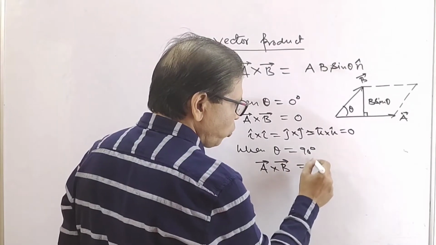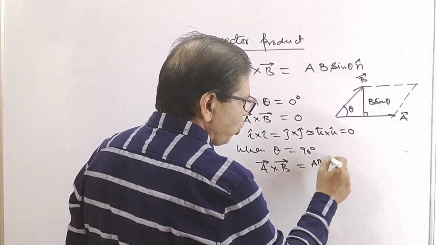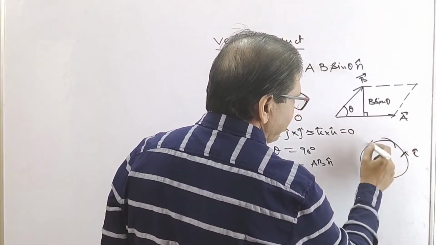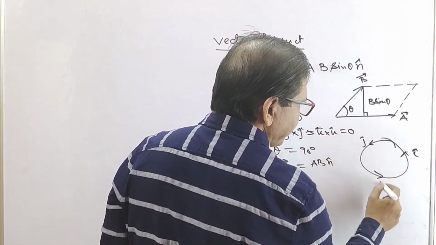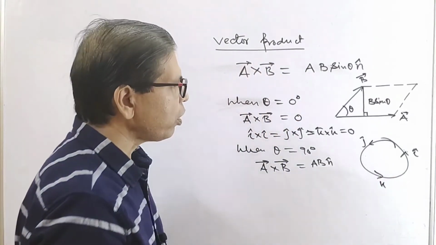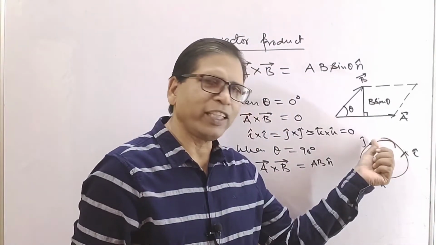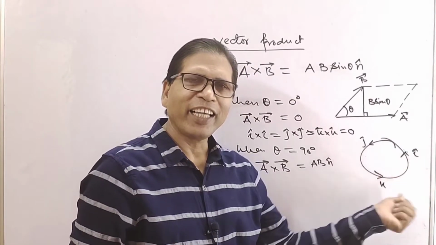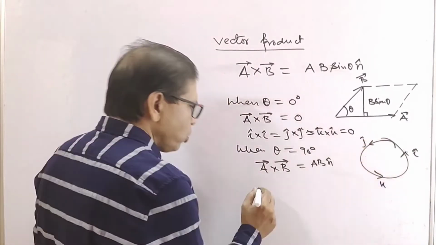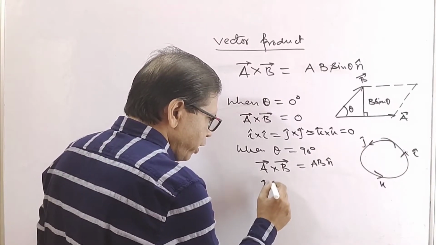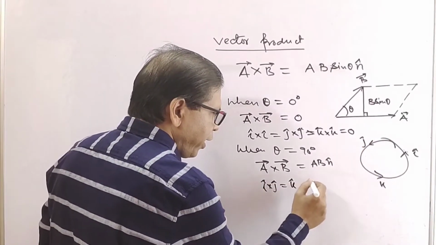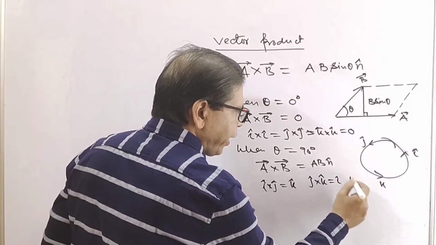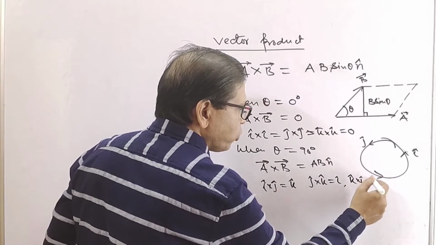Okay, now when theta equals 90 degrees, then a vector cross b vector equals ab n cap. So look at this, if this is i, this is j and this is k. Okay, so look at this, i cross j equals k, j cross k equals i, k cross i equals j. So i cross j equals k, here j cross k equals i, and k cross i equals j.